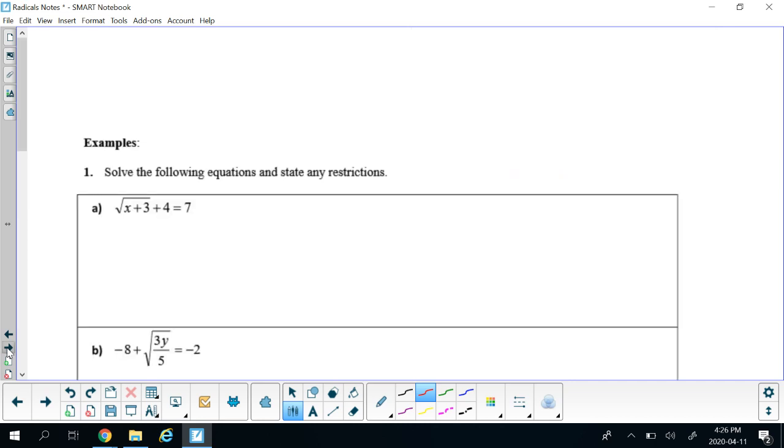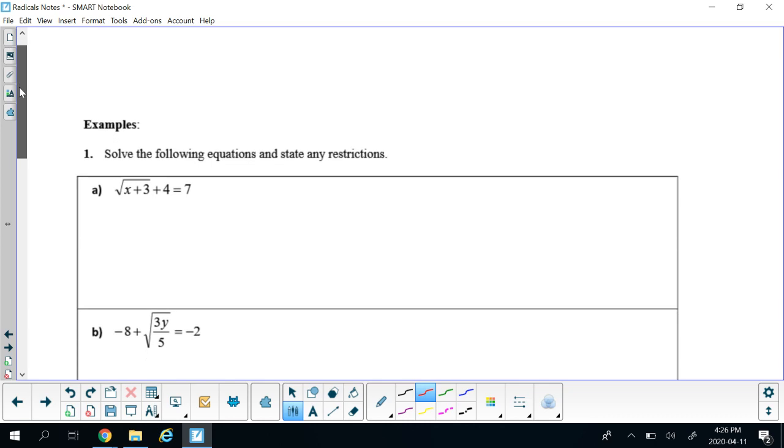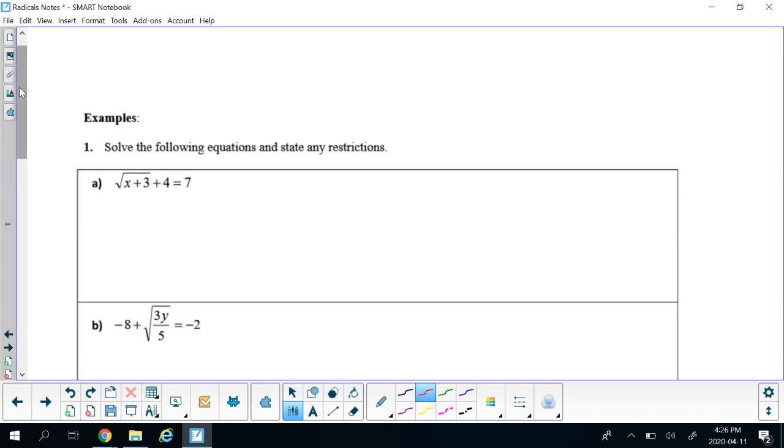Our first question is, solve the following equations and state any restriction. So whenever we have variable in our radical, we need to find the restriction first. Okay, so here we have square root of x plus 3, plus 4, is equal to 7. In order to see our restriction, you know that our radicand should never be negative. So here our radicand is x plus 3. So x plus 3 should always be greater than or equal to 0.